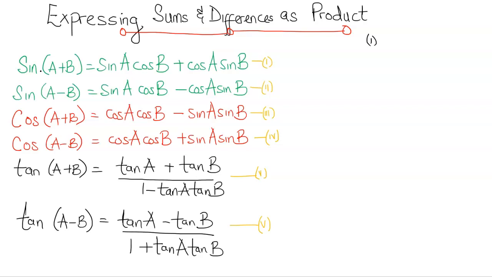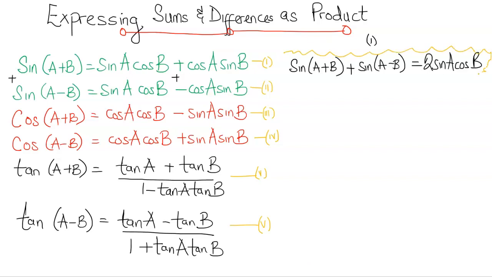So we've got sine A plus B and sine A minus B on the left side. Adding that gives me sine (A plus B) plus sine (A minus B), equal to, now adding the right side, sine A cos B plus cos A sine B, plus sine A cos B minus cos A sine B. So clearly, if we add these two, sine A cos B plus sine A cos B gives 2 sine A cos B, and cos A sine B minus cos A sine B becomes 0. This is the first product.